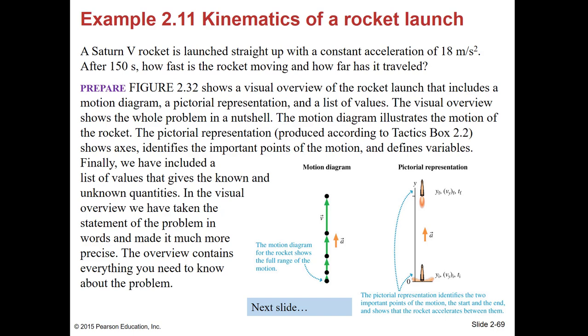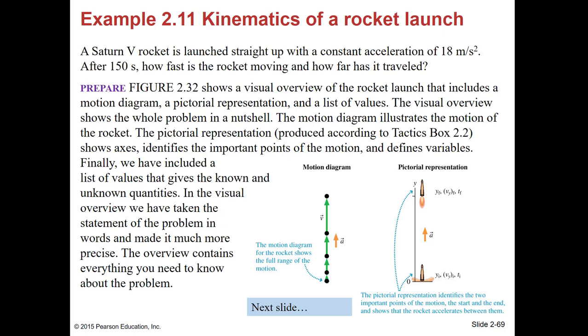So kinematics of a rocket launch. A Saturn rocket is launched straight up with a constant acceleration. After 150 seconds, how fast is the rocket moving and how far has it traveled? Okay, so launched straight up, we're assuming it's launched having no initial velocity. Sometimes you have to bring information into the problem on your own. So in this problem, the initial velocity is 0. It doesn't say that, but that's what has to have been true. The acceleration is 18 meters per second per second. So after 150 seconds, how fast is the rocket moving and how far has it traveled?